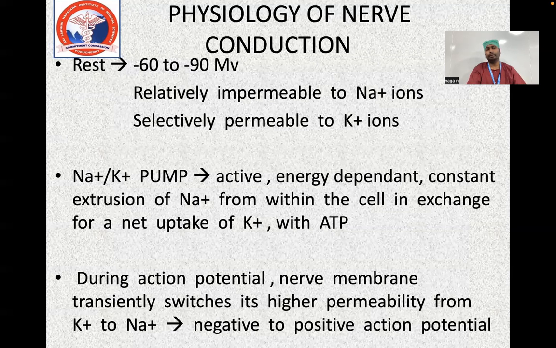The resting membrane potential is -60 to -90 millivolts, relatively impermeable to sodium ions and selectively permeable to potassium ions. This is the normal physiology. The sodium-potassium pump is active and energy dependent, with consistent extrusion of sodium from within the cell in exchange for the uptake of potassium with ATP. During action potential, the nerve membrane transiently switches its higher permeability from potassium to sodium, going from negative to positive.